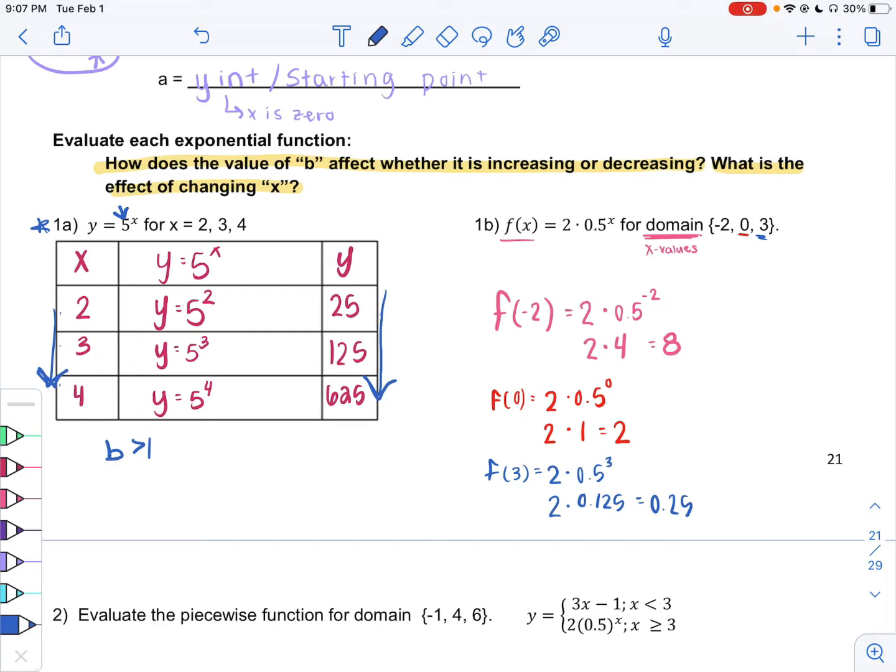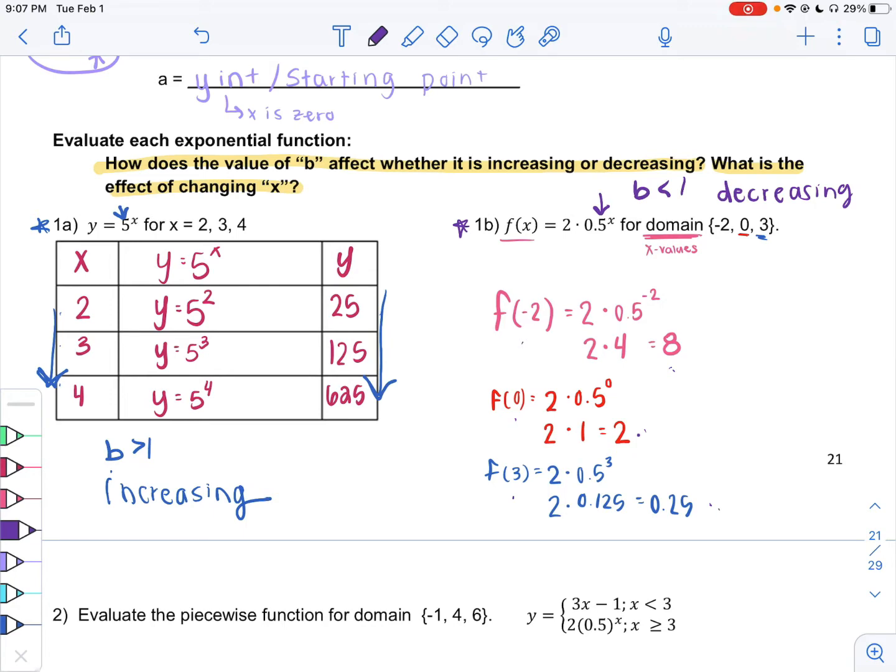So when b is greater than 1, my exponential equation is increasing. Now over on 1b, my b value is 0.5. That means my b value is less than 1 and my function is decreasing. As our x values were getting bigger, our y values were getting smaller. We started with a y value of 8, then we went to 2 and 0.25.